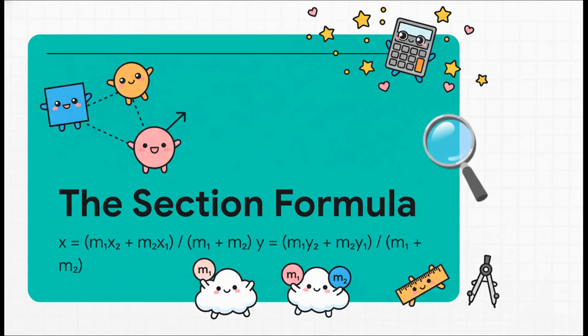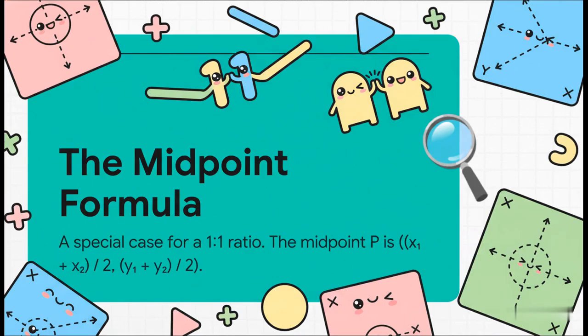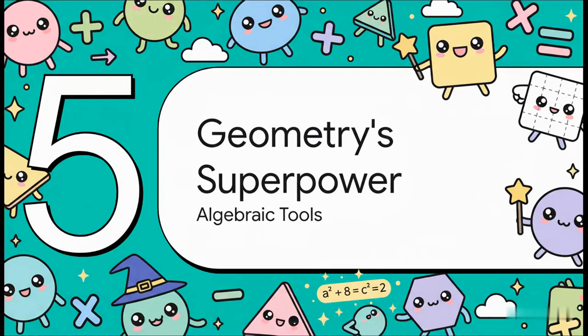This is the section formula, and I know it looks a little intimidating, but the idea behind it is actually really elegant. It's just a weighted average. You're taking an average of the coordinates of your two endpoints, but you're giving more weight to one of them, depending on the ratio you need. And there's a really useful special case of this for finding the midpoint. When the ratio is exactly 1-to-1, meaning you want the dead center of the line, the formula gets incredibly simple. You just add the x's and divide by 2, then add the y's and divide by 2. It's just a simple average. Super easy.